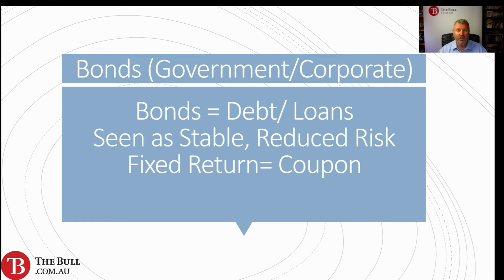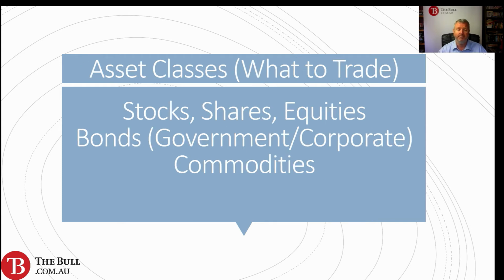And you get a fixed return on these. A fixed return on corporate bonds or government bonds, which is given from the coupon. So it's a fixed return, and often we're looking here rather than at capital gain, at income growth. Okay, income growth rather than capital gain.